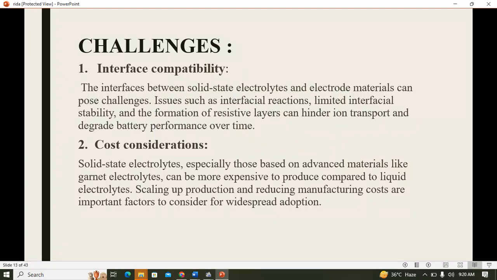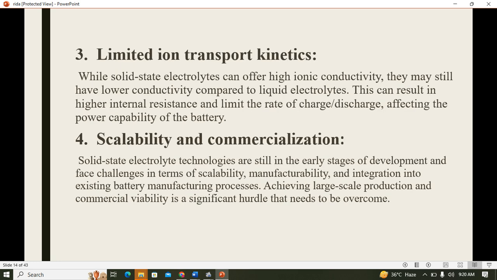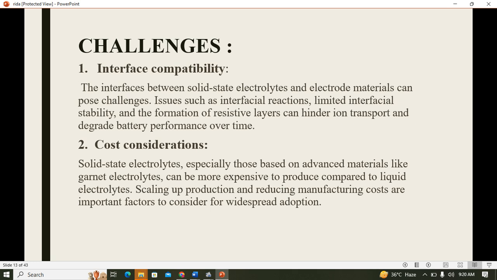In this part, we will discuss the challenges facing solid-state batteries. The first one is interface compatibility, and the second one is cost consideration. The third one is limited ion transport kinetics, and the fourth and most important one is scalability and commercialization.